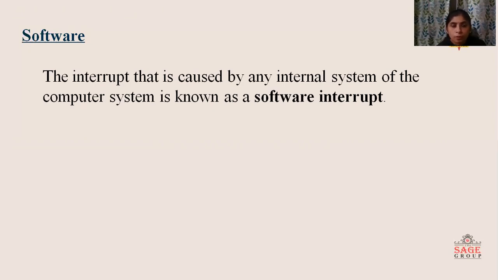Here there are a number of interrupts. In priority interrupt, the high speed devices are given the first priority, and low speed devices are given the lowest priority. Then hardware interrupts and software interrupts: the interrupt that is caused by the hardware system of the computer is known as a hardware interrupt, and the interrupt that is caused by the internal system of the computer is known as a software interrupt. So this is all about interrupt initiated data transfer.